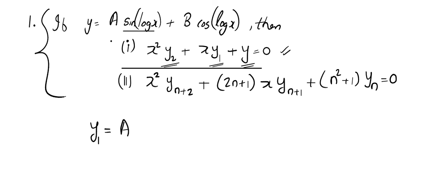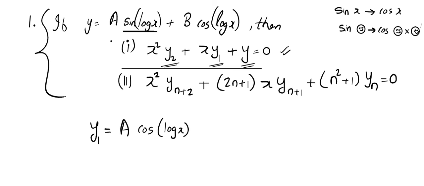So capital A into, now we have a function of a function. Look at this, the derivative of sin x will be cos x. But the derivative of sin something is cos the same thing times derivative of that something part. So sin log x, the derivative will be cos log x times 1 by x. We'll put a big plus.